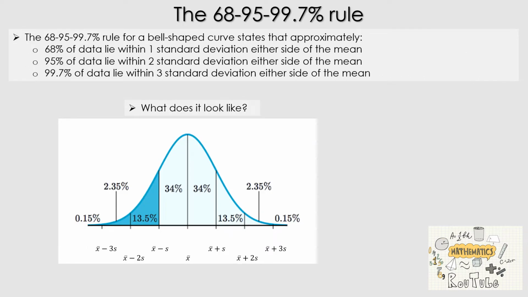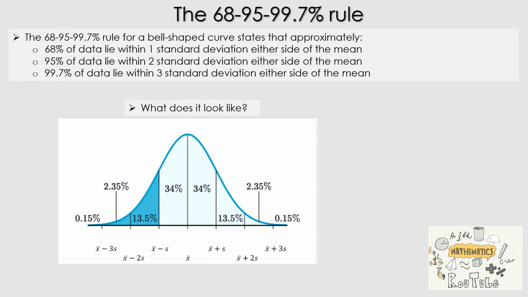All right, so let's now be introduced to the 68, 95, 99.7% rule. Before we get into this rule, I think it's really important to have a base understanding of the interquartile range and standard deviation. For those that don't, the interquartile range, or IQR as it's often referred to, is the measure of spread of a data distribution around the median. That's something that we're not going to look at in today's video, but you'll definitely need to know it for this year.